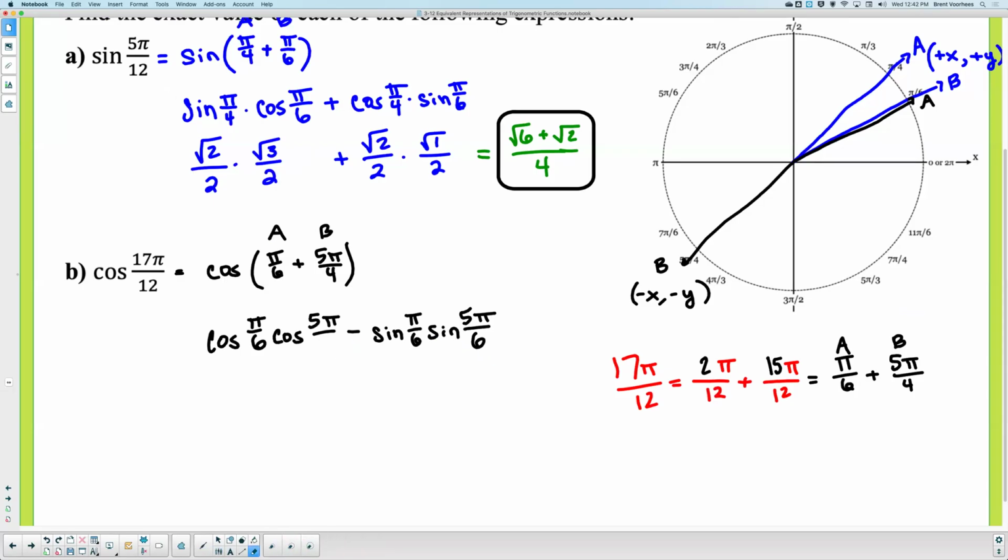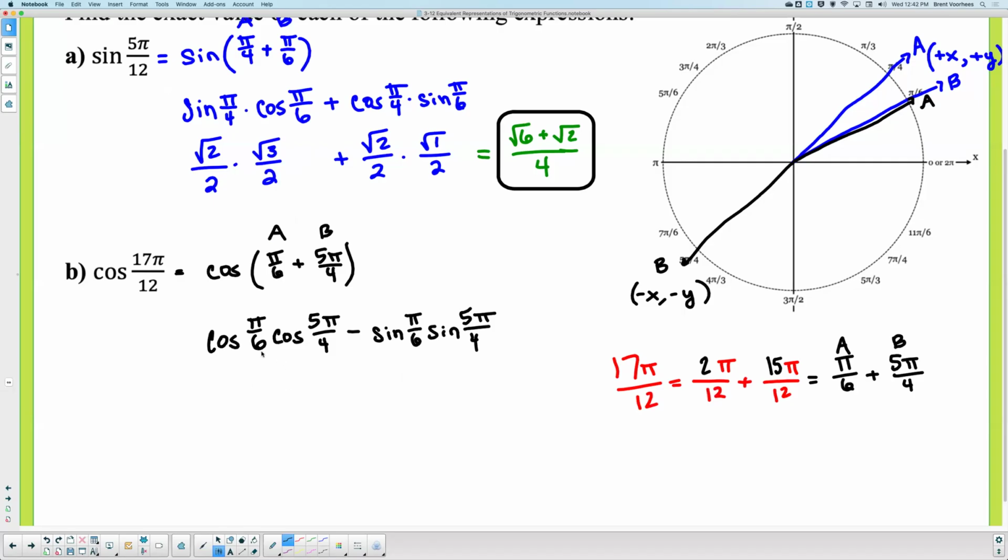Pi over 4. Yep, pi over 4. Sorry. Pi over 4. There we go. Okay, good correction. Thank you. So sine symbol stays the same. Cosine changes. Sine also goes sine A, cos B, then cos A, sine B. Cosines are different. They're cos A, cos B minus sine A, sine B.